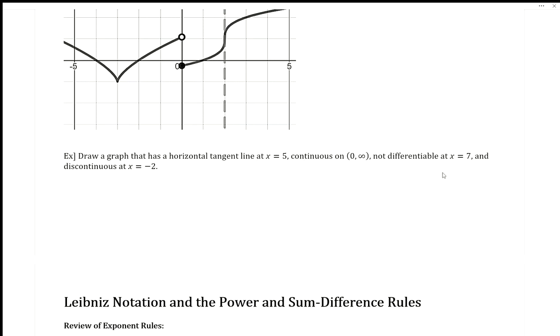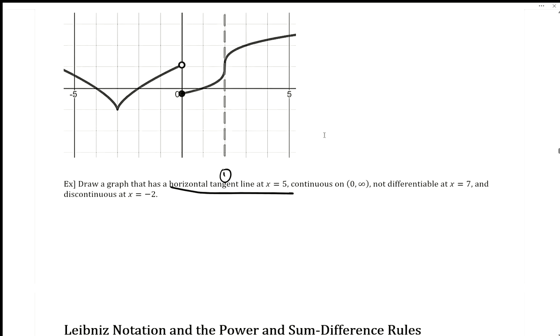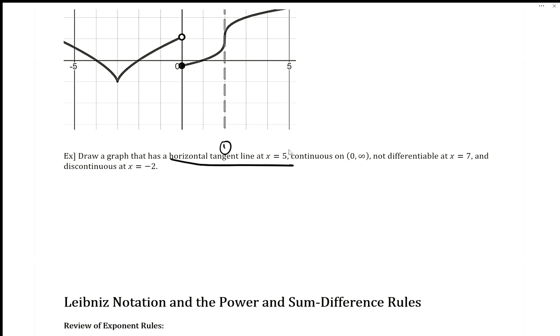So in this problem, first thing I want to do, I think I made a typo. So let's read it first and I'll show you why. It says draw a graph that has a horizontal tangent line at x equals 5. Okay, so that's the first thing they want out of it. Then it says continuous on 0 to infinity. Okay, so that's number 2. And then they say not differentiable at x equals 7. Okay, so that's the third thing they want.